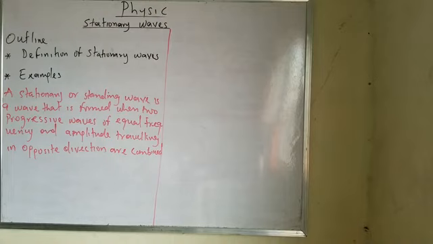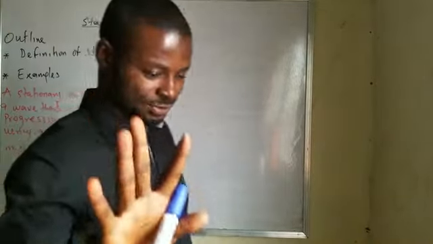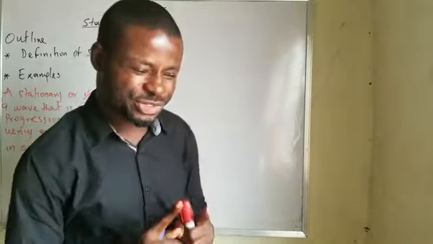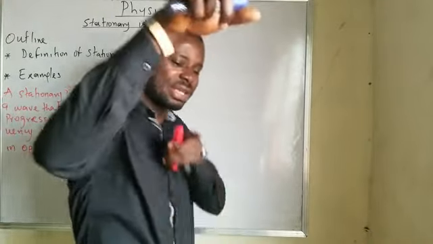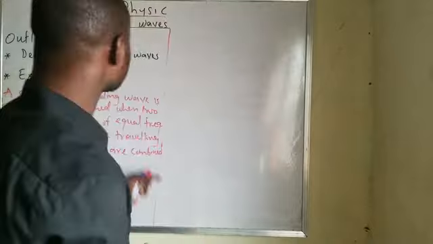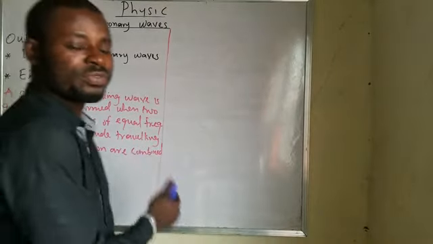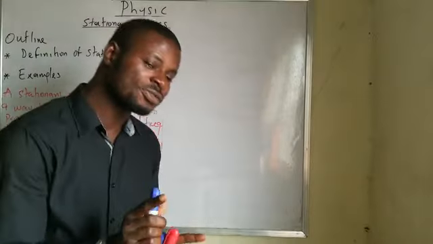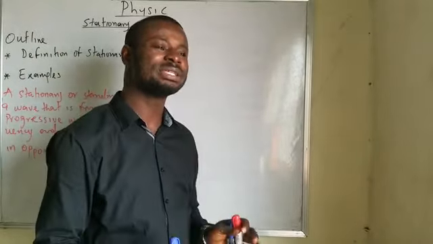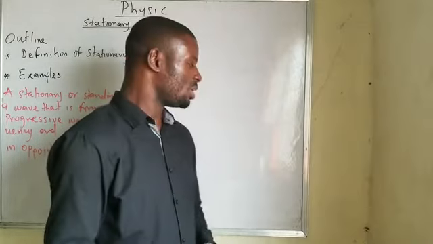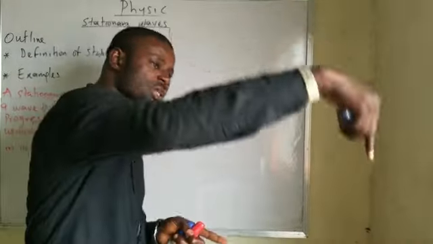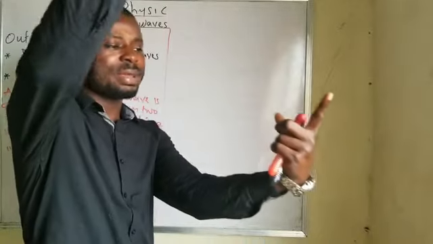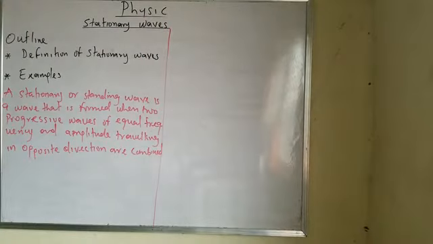Now, when you talk about stationary waves, it means two things will be happening. The first one, there must be two waves, and they are moving in opposite directions. It means one is moving like this, the other one is moving like this. Before you watch this video, please make sure you watch our previous video on wavelength and other things. It means the two waves have the same amplitude, the same wavelength, and the same frequency. One is moving and the other one is moving like it. When they meet, that is what I mean by a stationary wave.